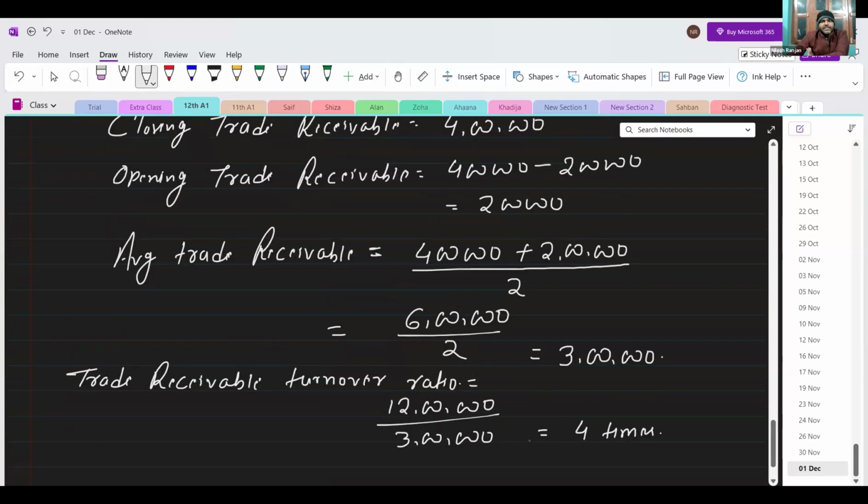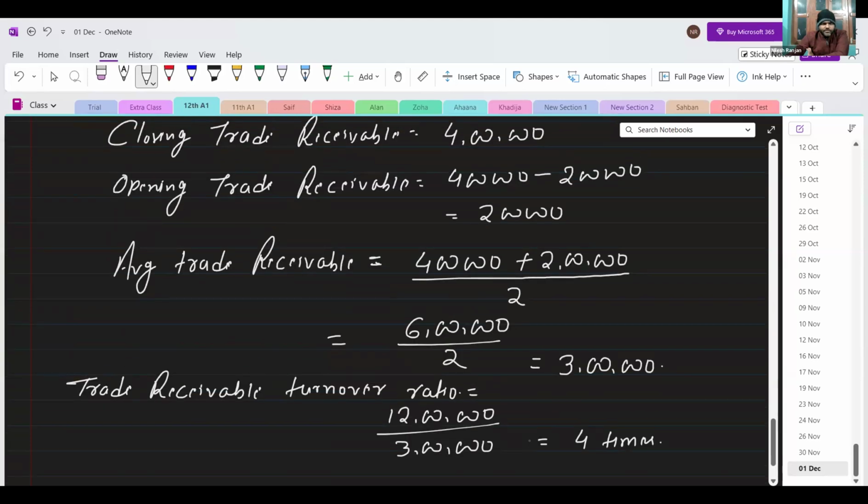Tell me, is this an easy one? Yes, sir. Actually, we have not solved any question of average collection period, so I will try to find a question of that. And in the next class, we will discuss trade payable turnover ratio. So if you have any question, you can ask. No, sir. Okay. Anyone else? Any question?